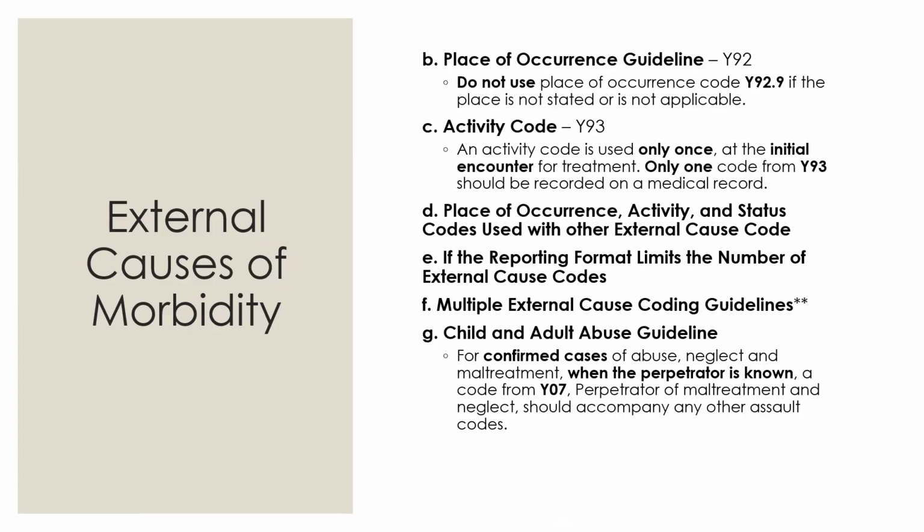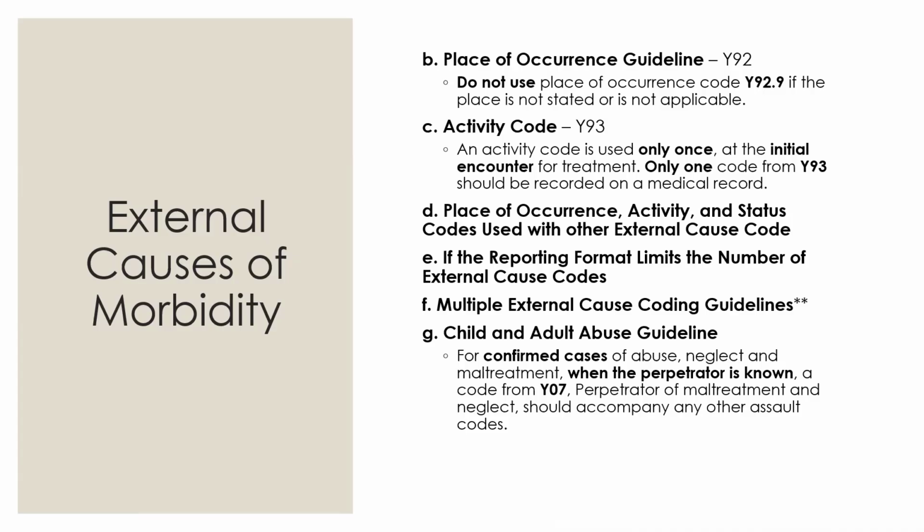Do not assign Y93.9, unspecified activity, if the activity is not stated. A code from category Y93 is appropriate for use with external cause and intent codes if identifying the activity provides additional information about the event.